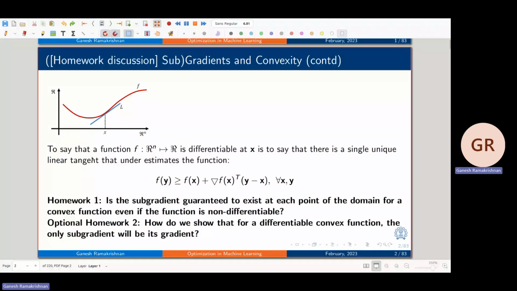We have to figure out if the subgradient is guaranteed to exist at each point in a domain for a convex function. So any assessment, any conclusion you have from your end? Even if it's not differentiable. And what's your intuition? So the answer seems to be yes. What's your intuition?